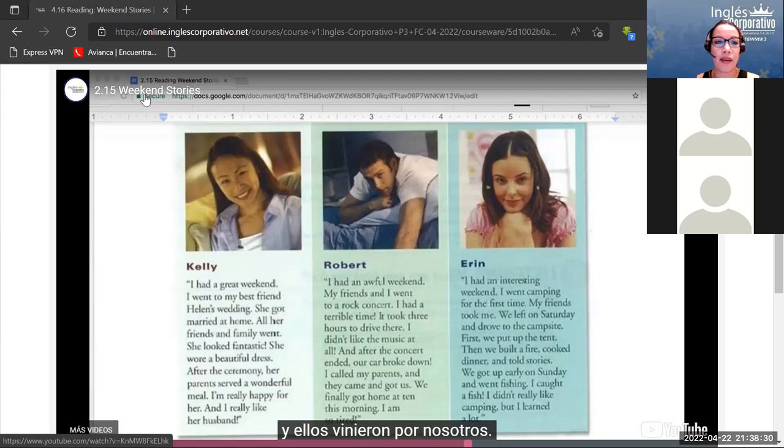So we were about to finish section number four, and the last thing that we have there is the reading exercise. And I would like to know if there is any new vocabulary or something from these readings that you would like to discuss.